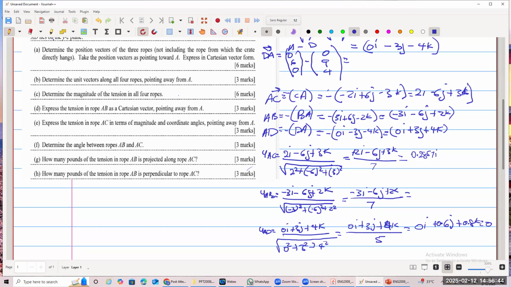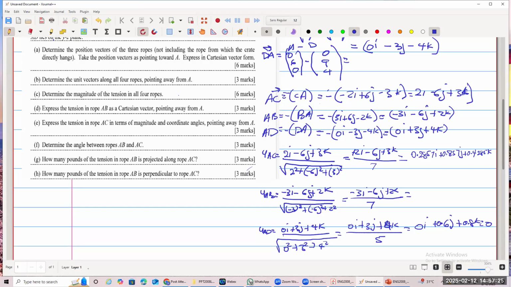Up to 7. What's the next one now? 6 divided by 7, you get plus 0.857J. What's the last one now? That's 3 divided by 7. You get plus 0.4285K. Right, so that's the unit vector. What's the next one down here now?